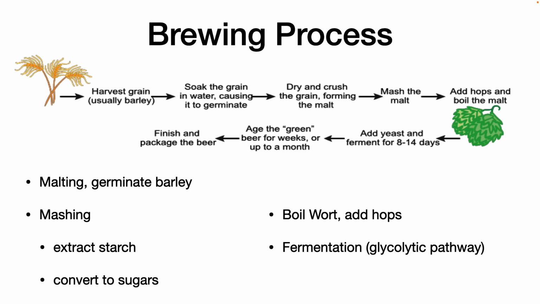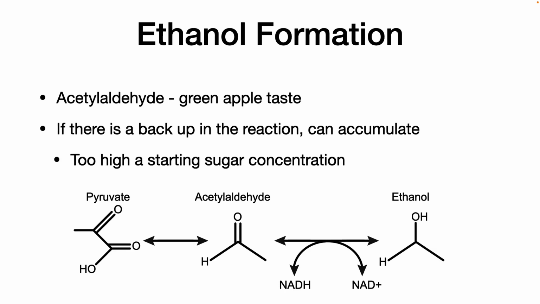Hops give the wort, as it is now called, antiseptic properties that prevent it from spoiling. After the boil, the wort is cooled and yeast are added to ferment the sugars into alcohol using the glycolytic pathway. Finally, the beer is aged and then packaged.